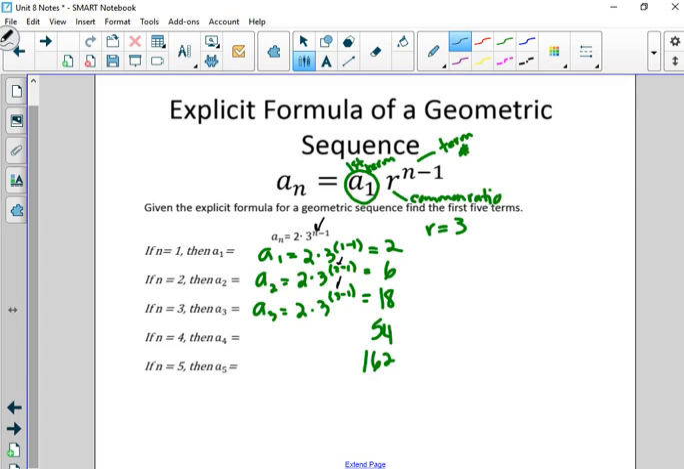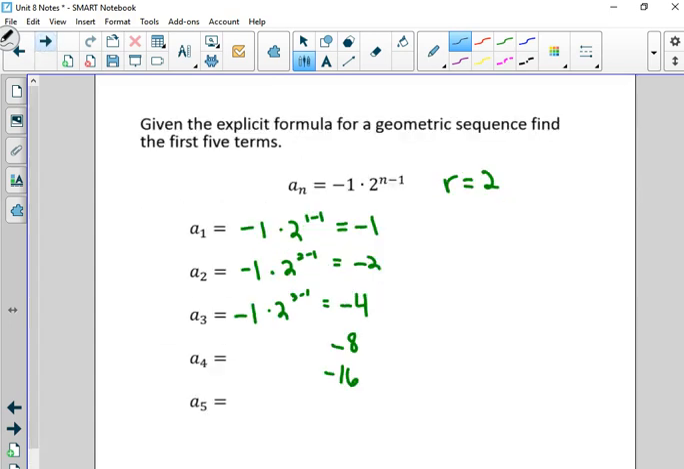Okay? But look what's happening. Times 3, times 3, times 3, times 3. Right? Didn't we say R was 3? Okay. So that makes sense. The common rate of change is times 3. So we can confirm that when we're done.